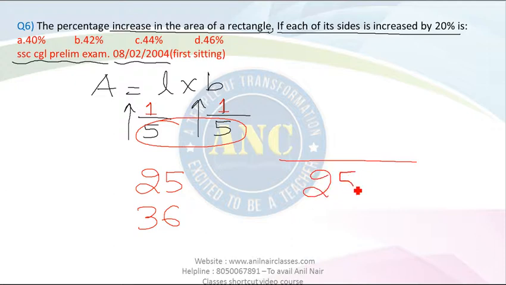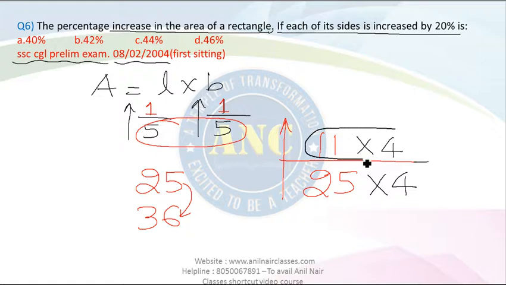Initially it is 25. 25 is becoming 36. There is an increase of 11. But if I want to express in terms of percentage, denominator should be 100. But as of now, denominator is 25. Multiply by 4 to make it 100. Numerator also multiply by 4. 11 into 4 is 44 by 100. 44%. How beautifully it can be solved.